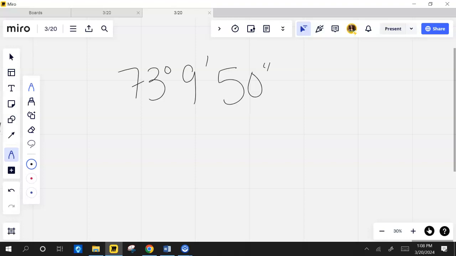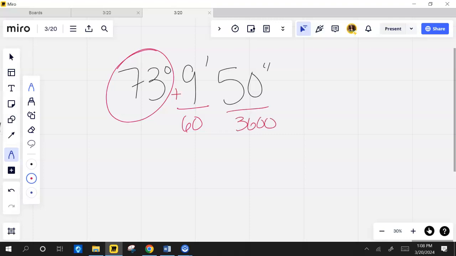Write it in degrees. Mark, set, go. All right, remember I'm in degrees. This first part is already in degrees. How many minutes are there in 1 degree? 60. How many seconds are there in a degree? That's literally how you convert it. That's it.